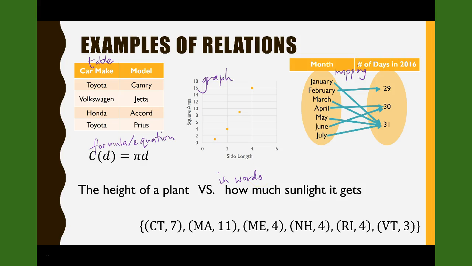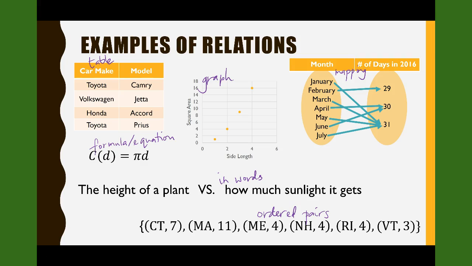It relates the height of a plant with how much sunlight it gets. And the last one is using ordered pairs. We can represent relations using ordered pairs. In this case, our inputs are the states. Actually, these are New England states, and the outputs are the number of electoral votes each state receives. Okay, so here are multiple ways to represent a relation. Again, a relation is just really a connection or a relationship between an input or inputs and outputs.